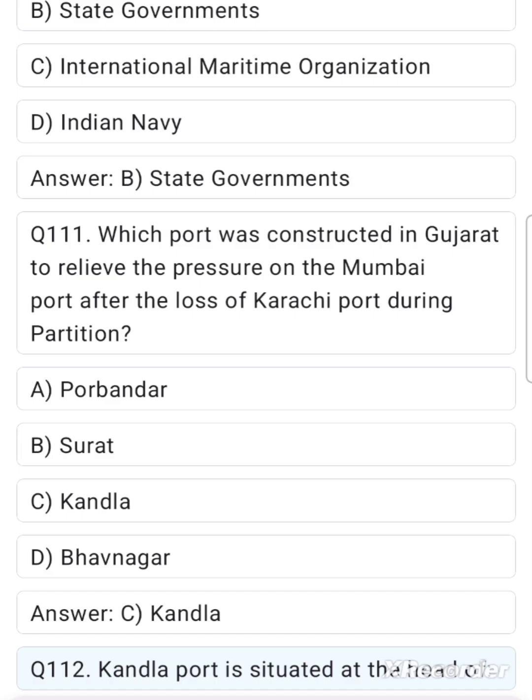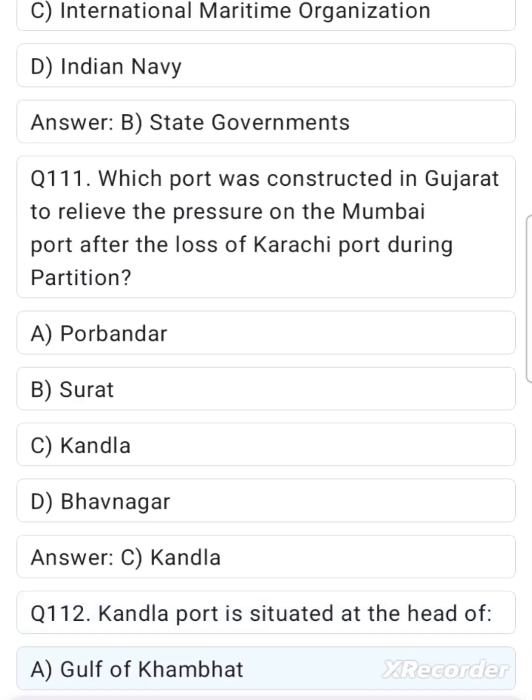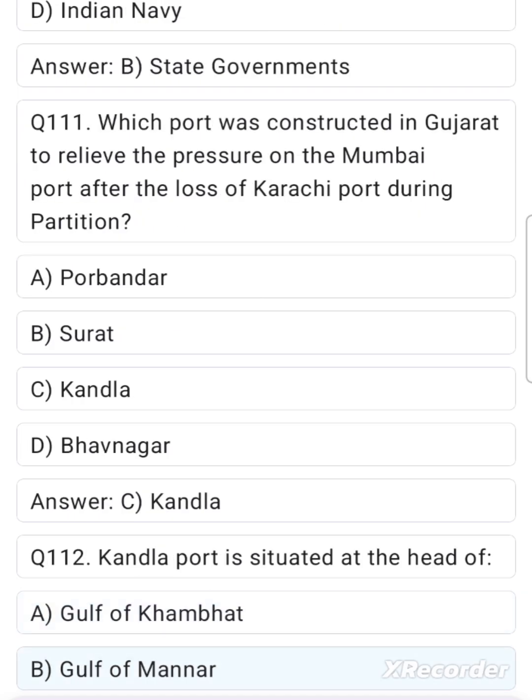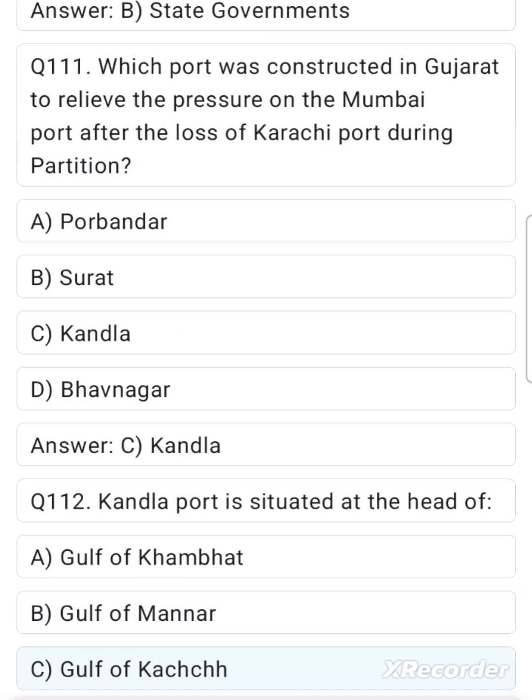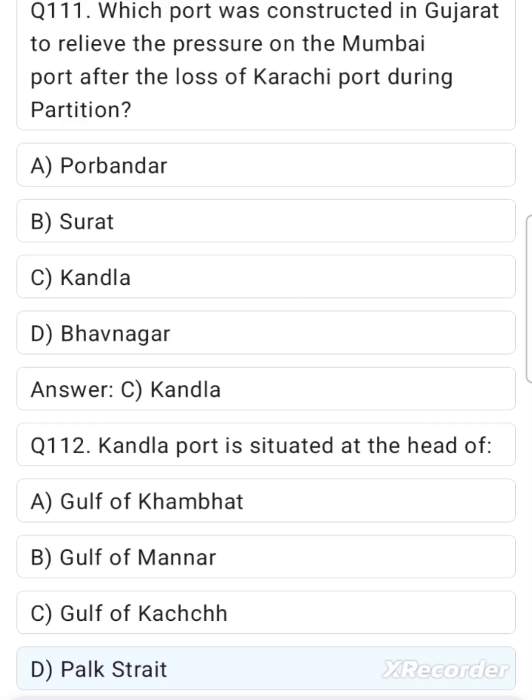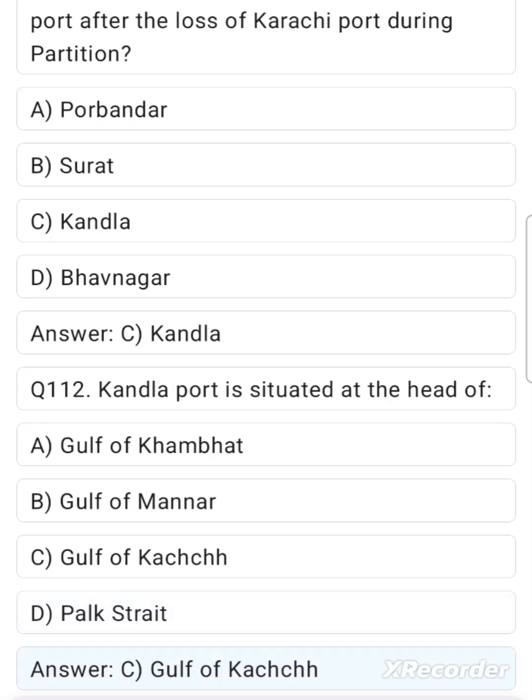Q112. Kandla port is situated at the head of A. Gulf of Khambat. B. Gulf of Mannar. C. Gulf of Kutch. D. Palk Strait. Answer C. Gulf of Kutch.